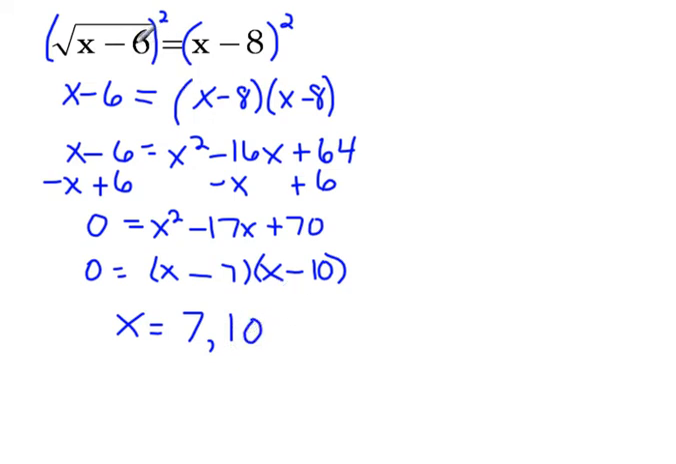Now let's go back and plug those in. 7 minus 6 is 1. Square root of 1 is 1. But then on the right side I'd have 7 minus 8. That's negative 1. So 7 actually is an extraneous solution. We got that solution at the end, but it doesn't work back in the problem. Let's try 10. 10 minus 6 is 4. Square root of 4 is 2. 10 minus 8 is also 2. 10 does work. So we do have one solution. 7 ended up being extraneous.